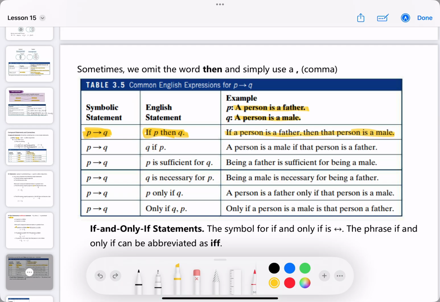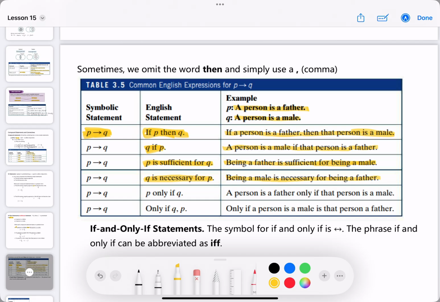I can also say Q first. Then we can say if P. For example, a person is a male if that person is a father. Another same statement is P is sufficient for Q. Being a father is sufficient for being a male. We can also say Q is necessary for P. Being a male is necessary for being a father.